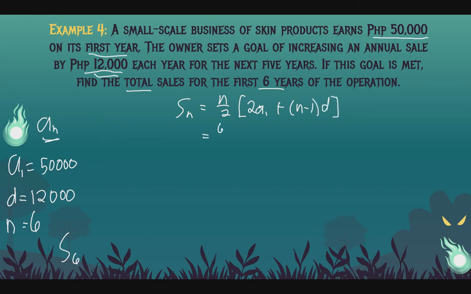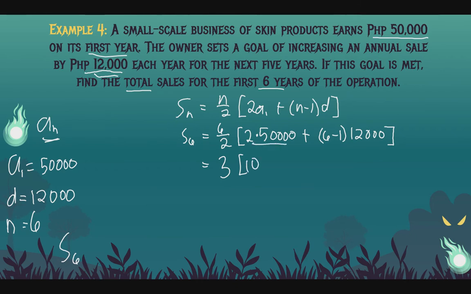So, our n is 6. S sub 6 is equal to 6 over 2 times 2 times first term is 50,000 plus n natin is 6 minus 1 times the common difference which is 12,000 pesos. And 6 over 2 is 3. Dahil divisible yung 6 ng 2, divide natin agad. Then, ito namang 2 times 50,000 is 100,000 plus 5 times 12,000. Again, yung 5, galing siya sa 6 minus 1 ha.